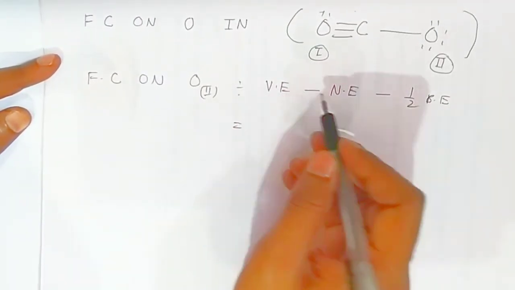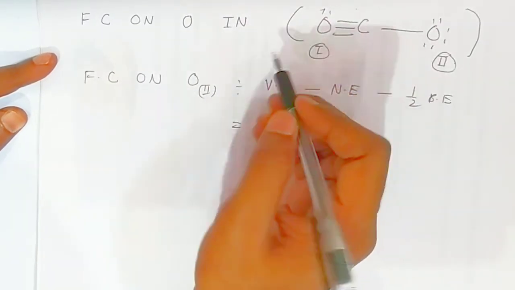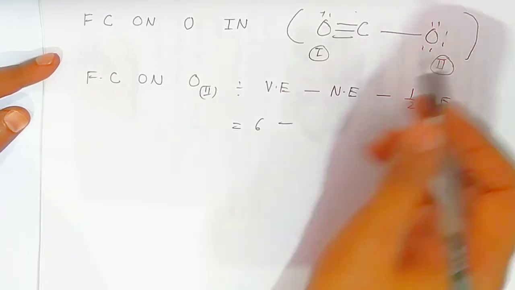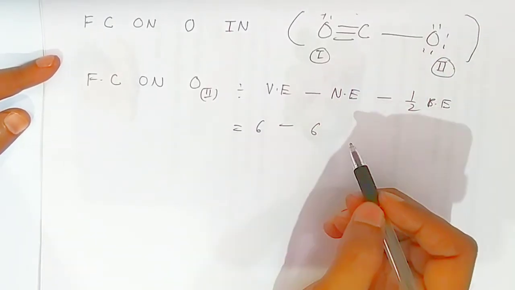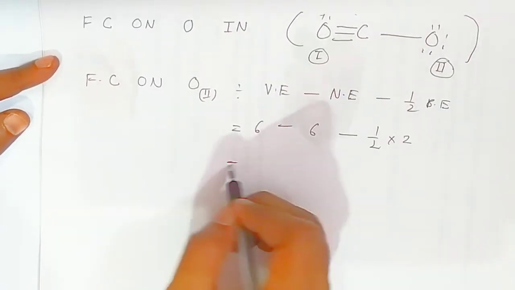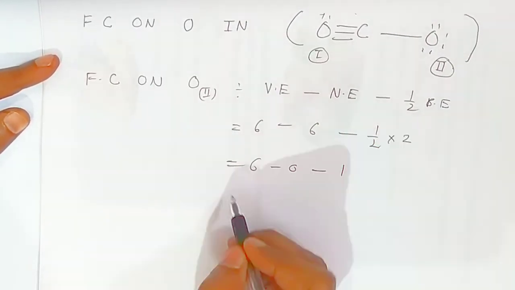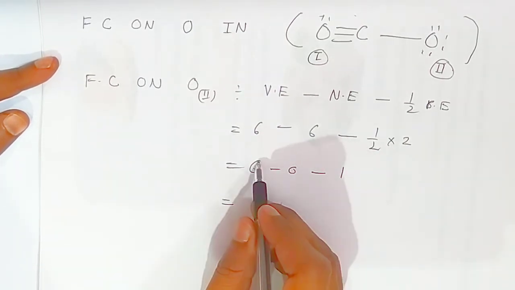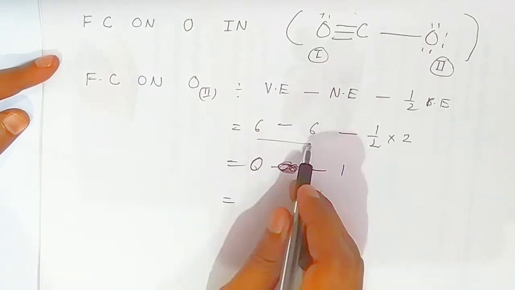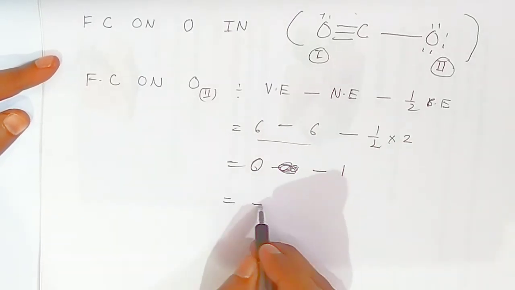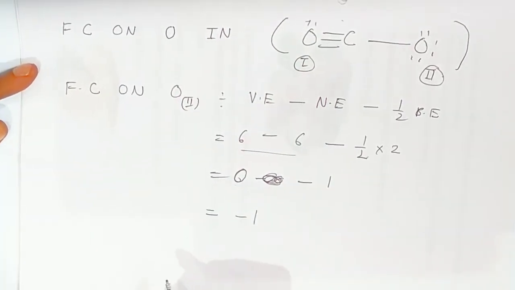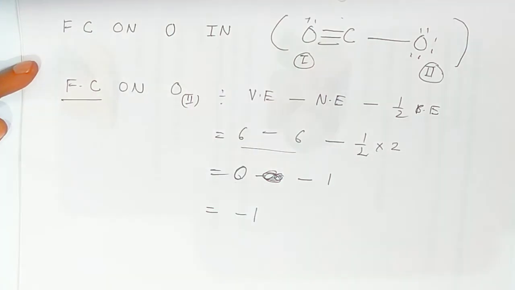Okay students, valence electrons: oxygen atomic number is 8, 2, 6, so 6 will be the valence electrons. Non-bonding electrons, students: here you can see there are 6 non-bonding electrons. Bonding electrons: only one bond is there, that means 2 electrons will be there. 6 minus 6 minus 1. So 6 minus 6 is 0, and minus 1. So a charge of minus 1 will be there on this oxygen. Okay students, this way you can find out the formal charge on the second oxygen.